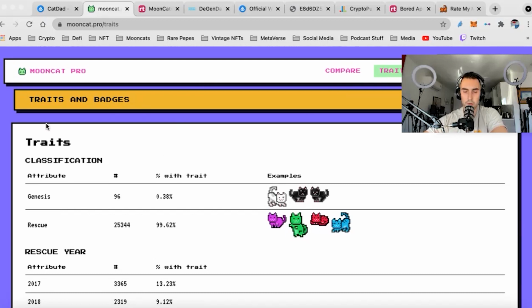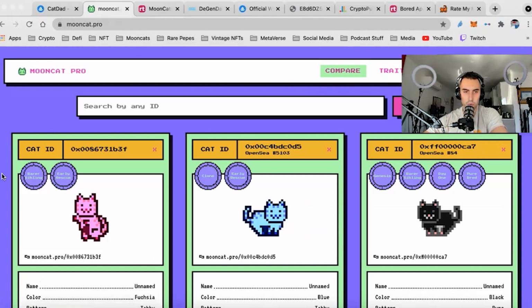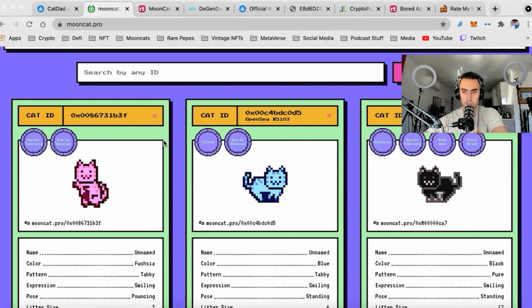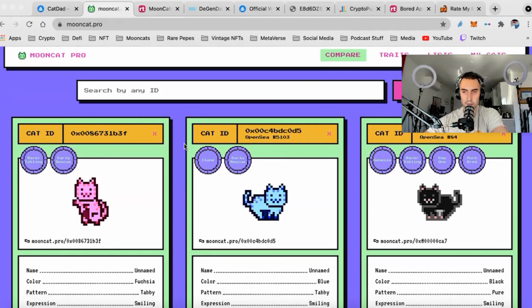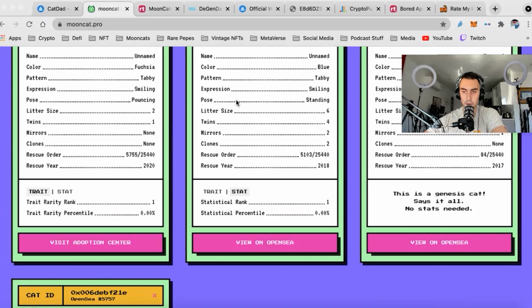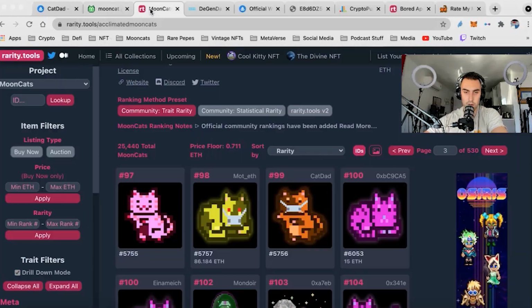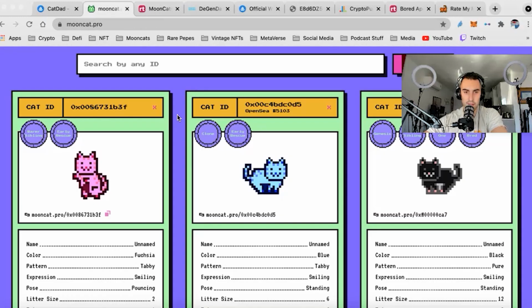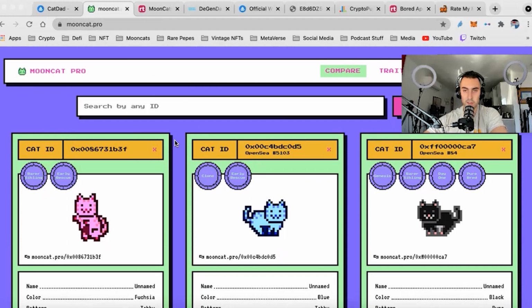So the Mooncat community combated this in multiple ways because obviously at first, as things were rediscovered, Rarity Tools wasn't popular. Mooncat Pro had just been created like 3 or 4 days after rediscovery. And I want to mention here that Mooncat Pro is endorsed by Ponderware. It was created by a community member that goes by Dam, who is now actually an official team member of Ponderware. So when you're comparing that to Rarity Tools, just keep in mind that this is actively worked on by Ponderware themselves.